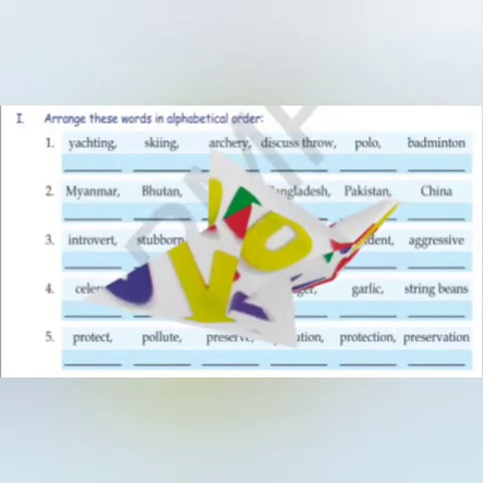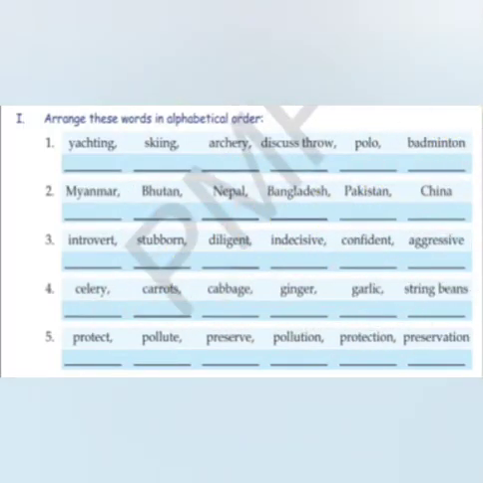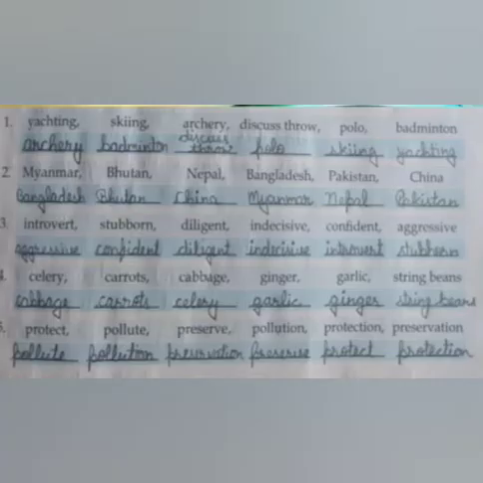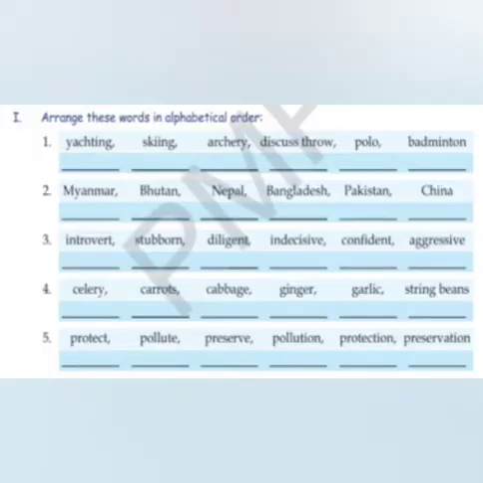Now let's start question 1. Arrange these words in alphabetical order. Question 1 is yachting, skiing, archery, discus throw, polo, badminton. You have to arrange these words in alphabetical order. So its alphabetical order is like this: archery at first, then badminton, after that discus throw, then polo, then skiing, and then yachting. Number 2 is Myanmar, Bhutan, Nepal, Bangladesh, Pakistan, and China.